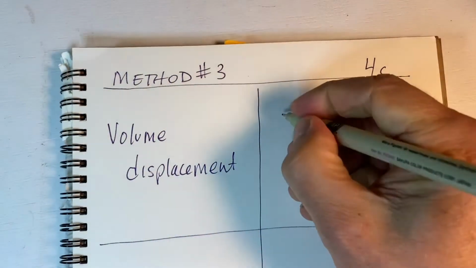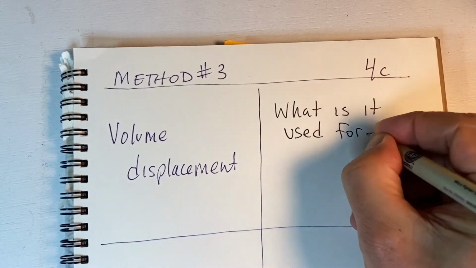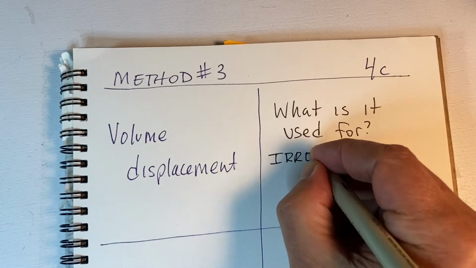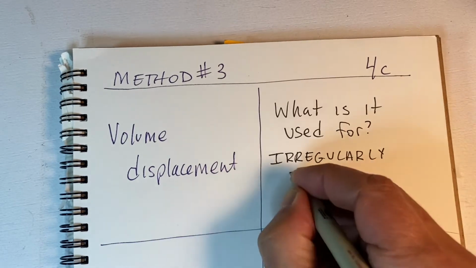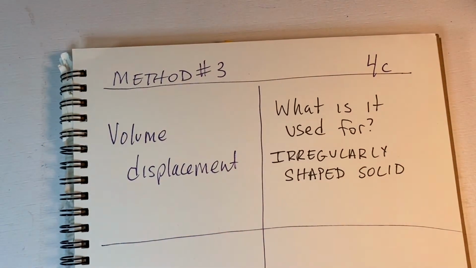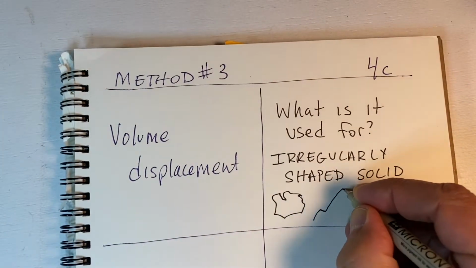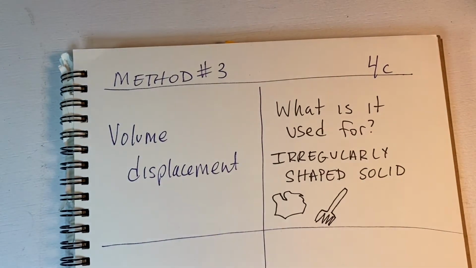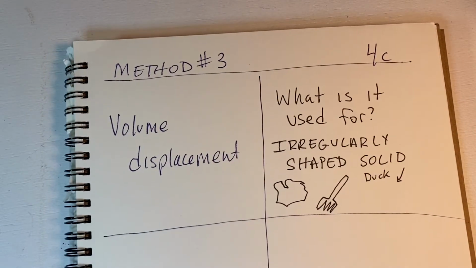The next question we ask is, what is it used for? And by now, hopefully we've seen lots of examples, and all of these examples are what we call an irregularly shaped object. And usually those objects are solids, such as a rock, or we've talked about a fork. And I'm not going to draw a duck, but you could draw a duck here. That's an irregularly shaped object.